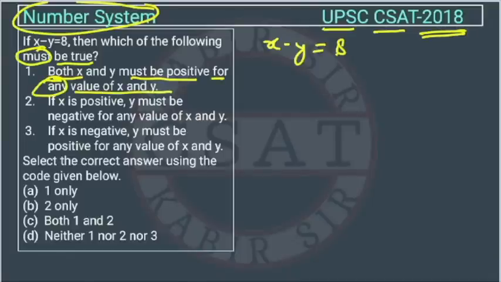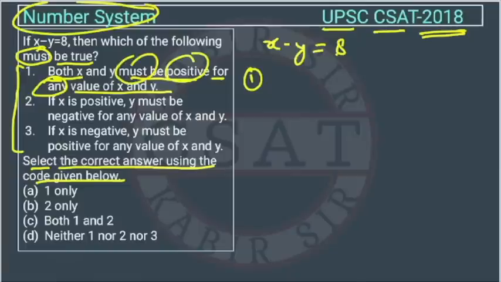So first of all, let's see what we have to do. Select the correct answer using the code given below. So we have to find out of these three which one is true, right? So let's check the first one. x and y must be positive. It says that this equation will only be formed x minus y if both x and y are positive, right? So we have to negate it.